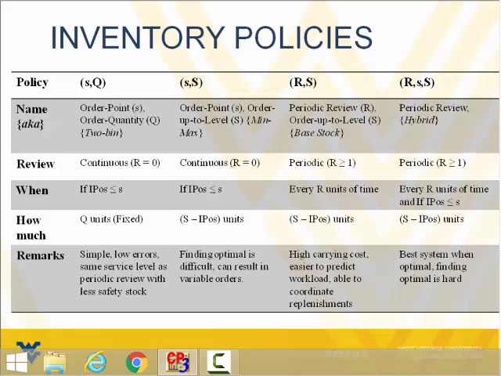So again, it's the same as this. You trigger an order when your inventory position passes the small s, and the order quantity is the difference between your inventory position and your big S. And you're continuously reviewing, in other words, your big R is 0. So you're continuously looking at what your inventory position is.